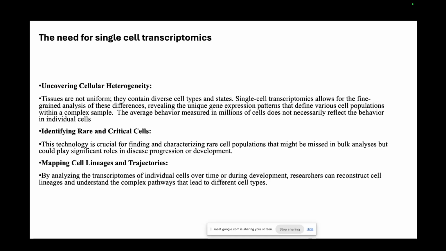Also, single cell is crucial for finding and characterizing rare cell populations that might be missed in bulk analysis, but could play significant roles in disease progression or development. And we can also use it for mapping cell lineages and trajectories.